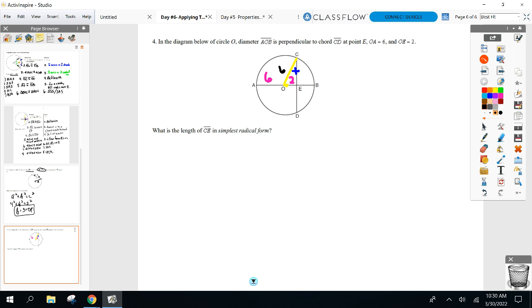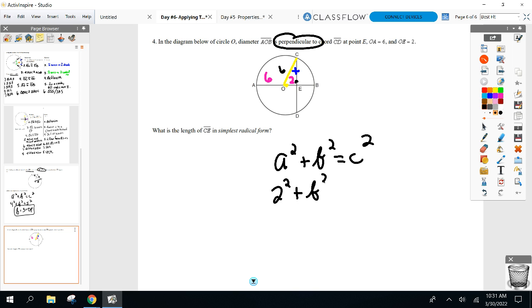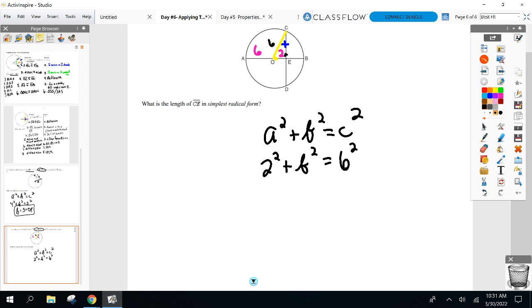I can use Pythag. Even though it's not on the diagram, it does say it's perpendicular to chord CD, right? So a little right angle symbol there. A squared plus B squared equals C squared. Let's see, what do I have here? 2 squared plus B squared equals 6 squared. So B squared ends up being 32 when I move the 4 over.